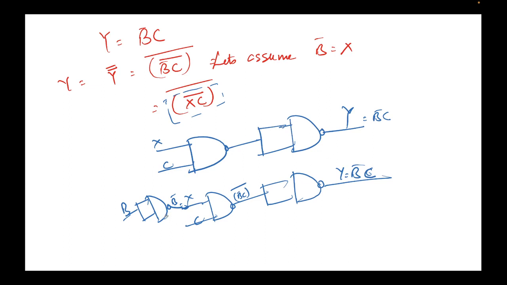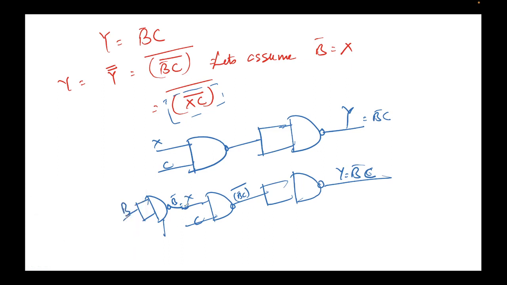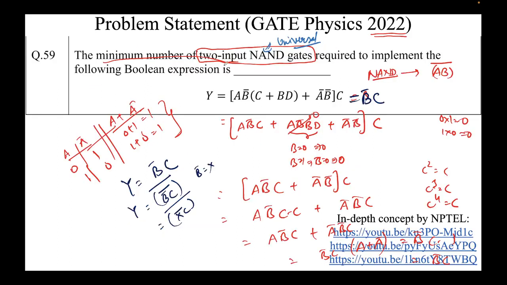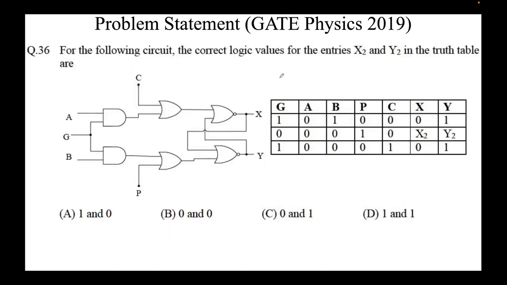So how many NAND gates are there? We'll count this. This is the first NAND gate, this is the second NAND gate, this is the third NAND gate. The question asks the minimum number of NAND gates required. So the answer here would be 3. So 3 NAND gates were required to express this Boolean formula that we were given here, and this is the circuit that we used, right?